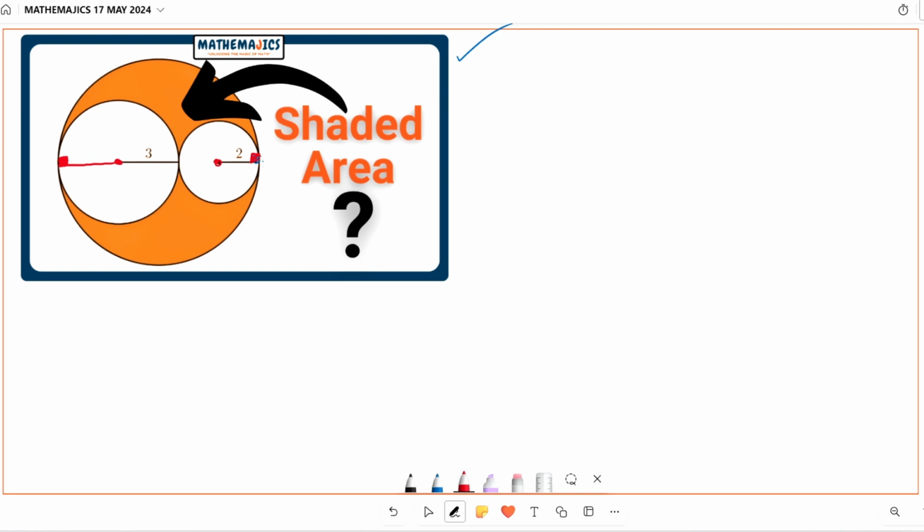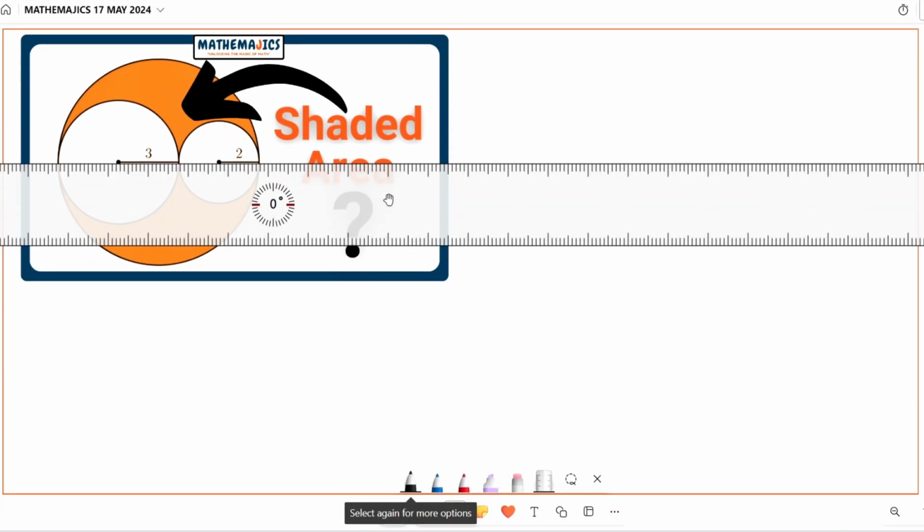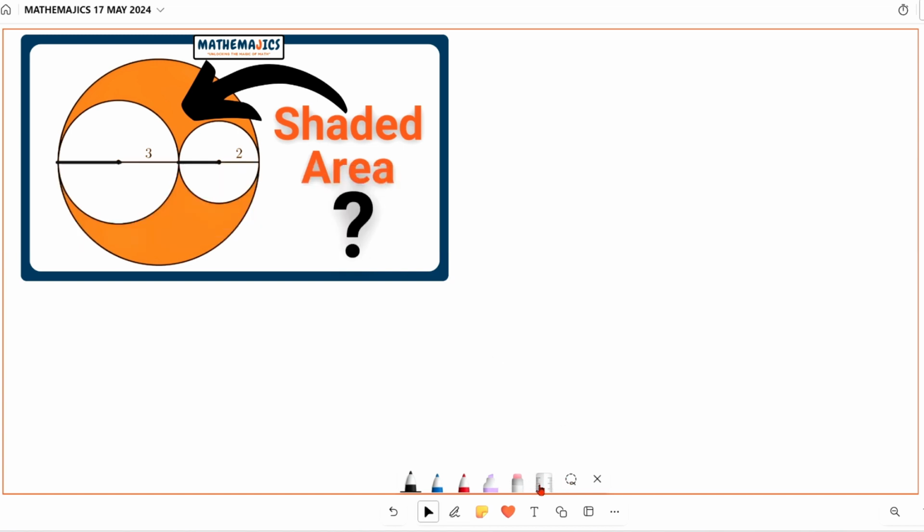So what do we need to do? We need to find the shaded area. This orange area we need to find out. Okay, let's try this. So first of all, I'll be drawing a straight line that will be passing through the centers of these two white circles, and that will also pass through the center of the largest circle. Okay, so this straight line I have drawn.